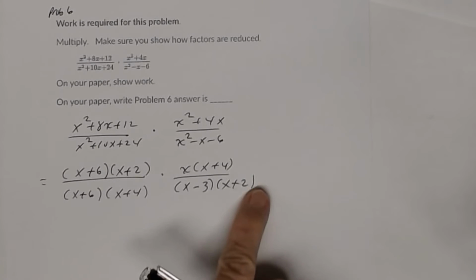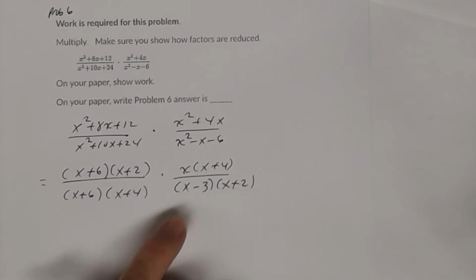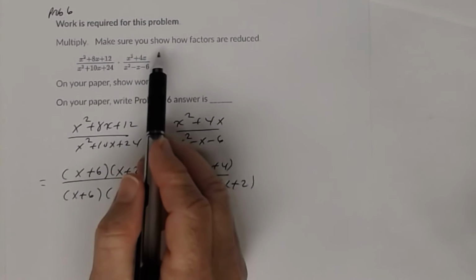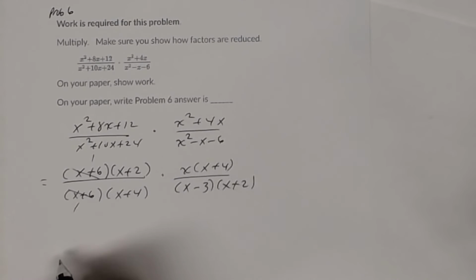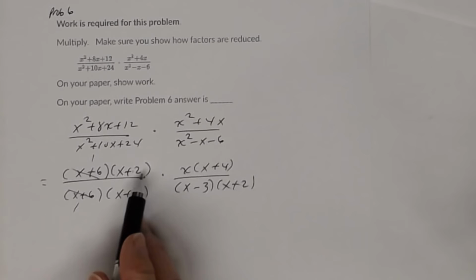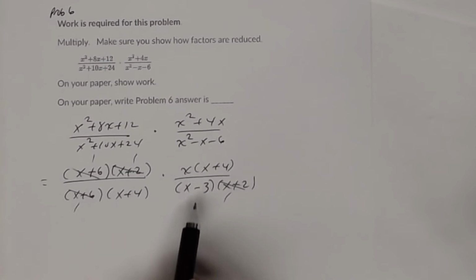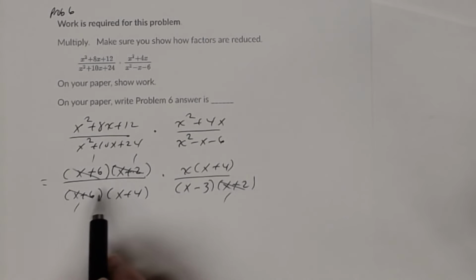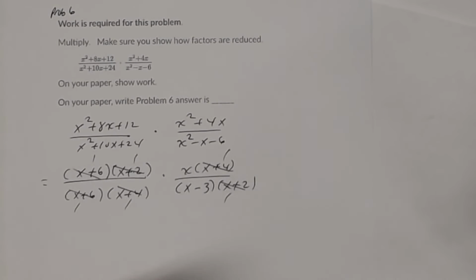I had to see this right here. So all of these factors times all of these factors. Now, remember, you want to show how the factors are reduced. So the x plus 6 is divided out. I see an x plus 2 here, I see one in the denominator, so that divides out just like this. There's a factor of x. I don't see a factor of x anywhere, but I do see a factor of x plus 4. So those divide out, and that's it.